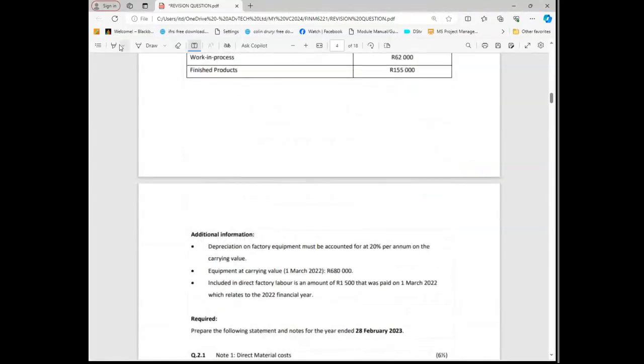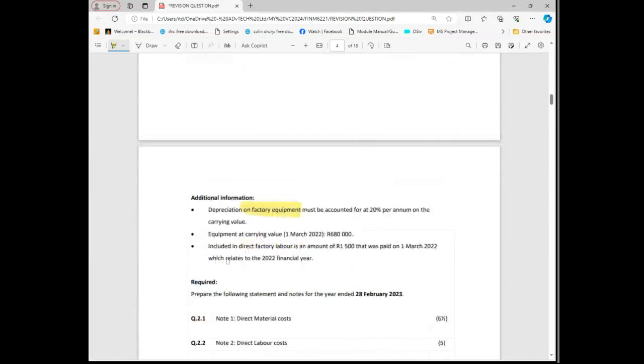We have been given information here. They say depreciation on factory. Can you see now? This will affect us because we are dealing with manufacturing. Okay. And then this is the information that they gave us. The carrying value, for some reason, we'll come back to it.